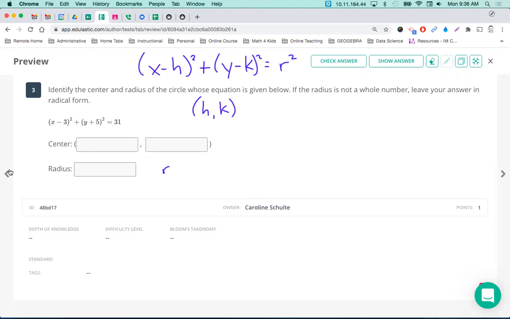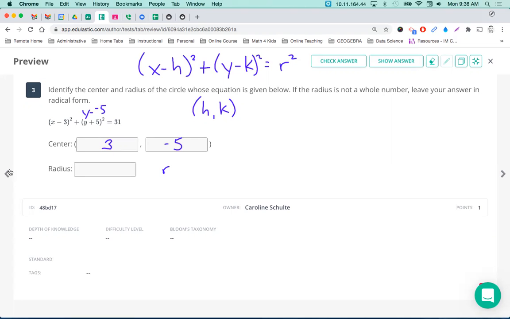All right, well, this is x minus 3, so our h value is going to be 3. And y plus 5. It's supposed to be y minus. So if I were to rewrite this so it'd be y minus, that's y minus a negative 5. So our k value is negative 5. So the center's at 3, negative 5.